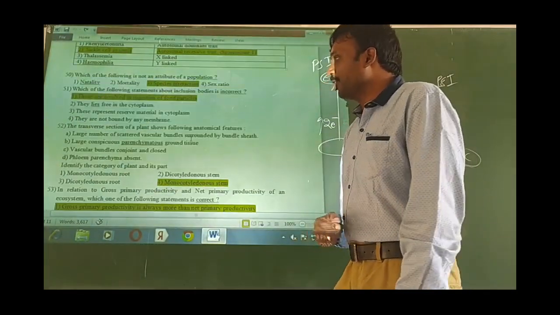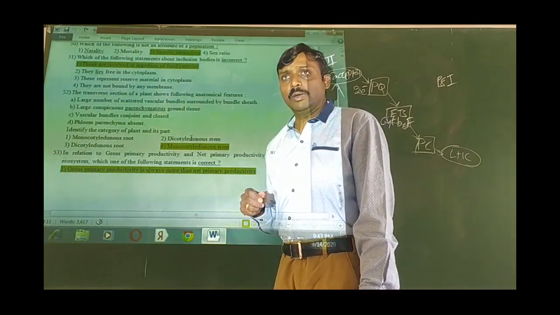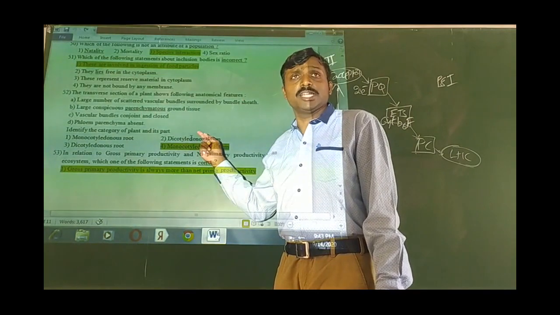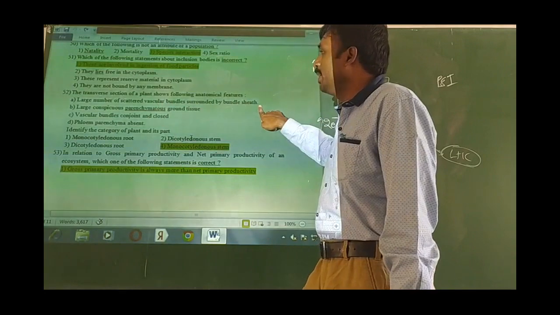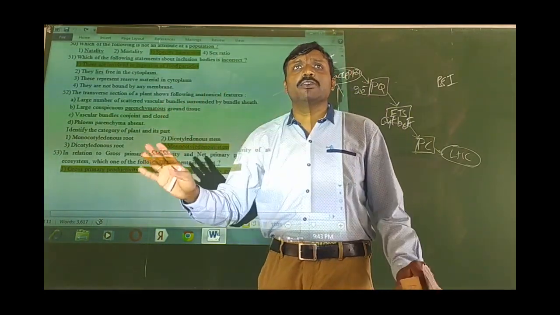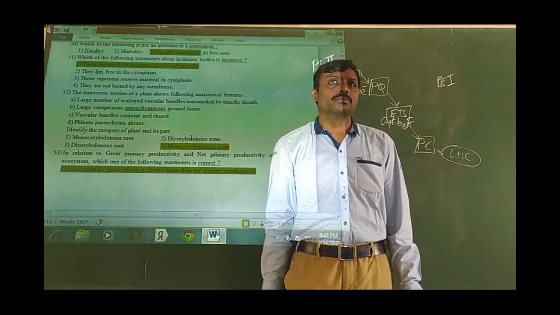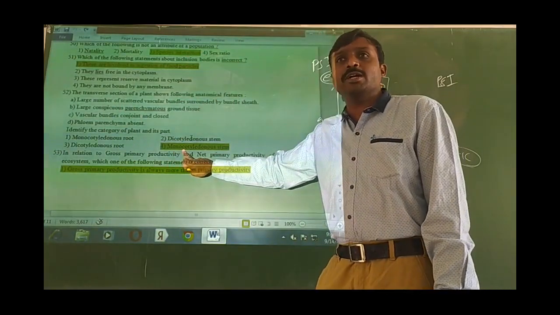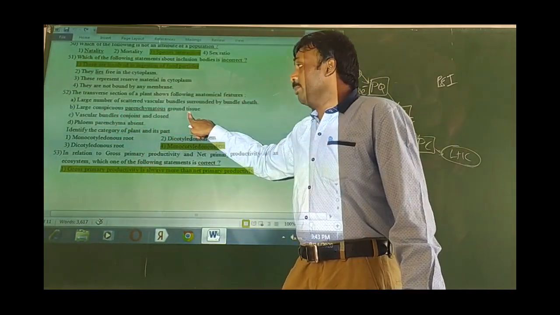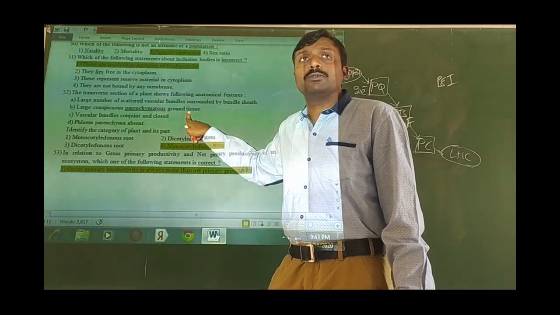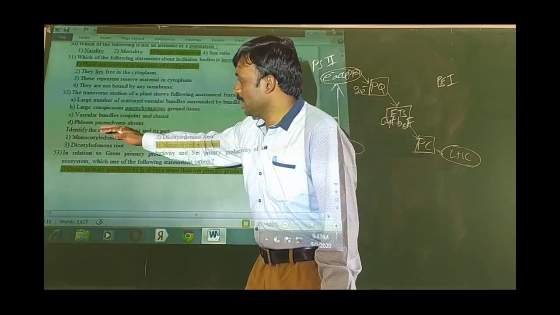Then 52. The transverse section of a plant shows the following anatomical features. Okay, this is from Anatomy of Flowering Plants, first year syllabus. So here, a large number of scattered vascular bundles surrounded by bundle sheath. This first statement is enough. Scattered vascular bundles are seen only in the case of a monocotyledonous stem. The answer is monocotyledonous stem. Large conspicuous parenchymatous ground tissue. Yes, this is also found. Vascular bundles conjoined and closed. So actually all these statements are unnecessary.